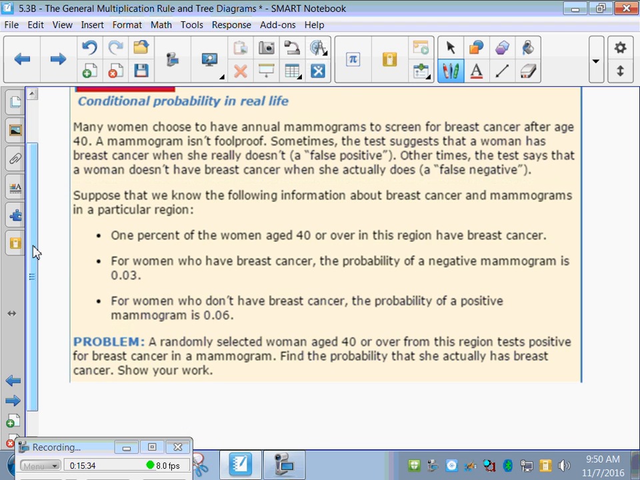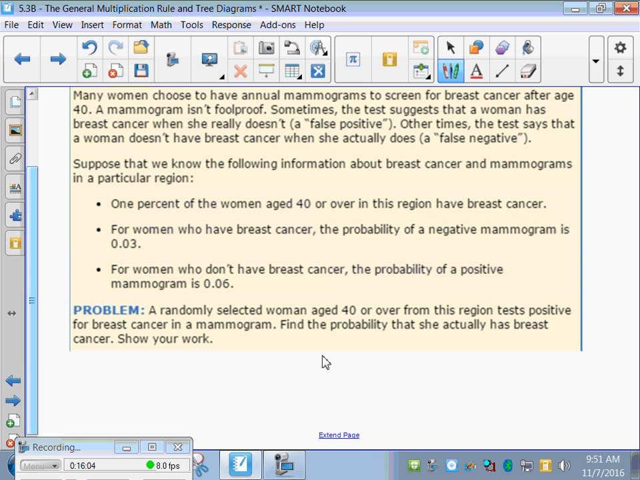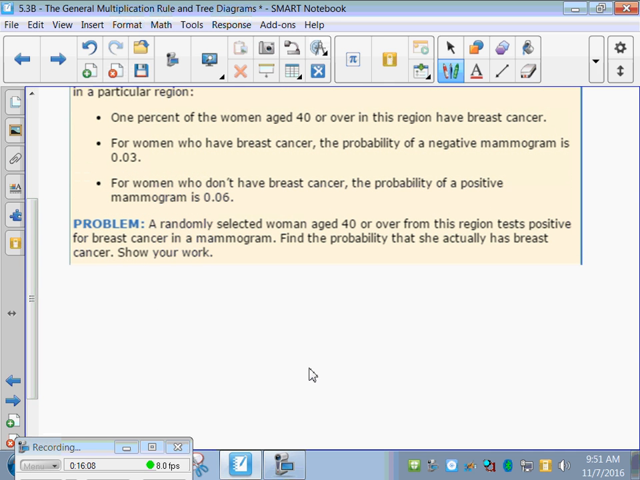All right. Many women choose to have annual mammograms to screen for breast cancer after age 40. A mammogram isn't foolproof. Sometimes the test suggests that a woman has breast cancer when she really doesn't. That's called a false positive. Other times the test says that a woman doesn't have breast cancer when she actually does. So that's called a false negative. Suppose that we know the following information about breast cancer and mammograms. 1% of women age 40 or over in this region have breast cancer. For women who have breast cancer, the probability of a negative mammogram is 0.03. And for women who don't have breast cancer, the probability of a positive mammogram is 0.06.